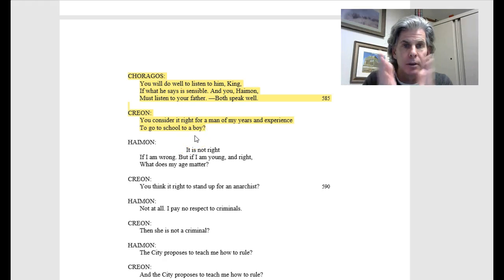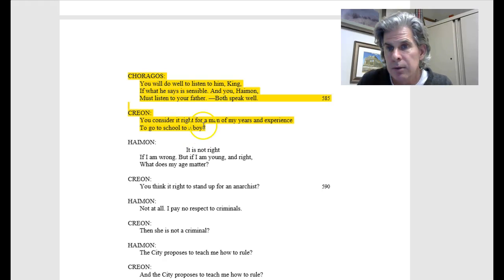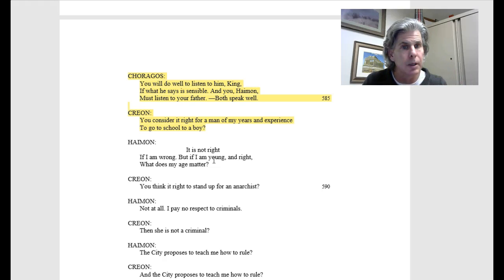"You consider it right for a man of my years and experience to go to school to a boy?" That is the hamartia. I cannot back off from my position. That's it right there. That is, however, something that makes him, and this is very important, the fatal flaw makes him human.